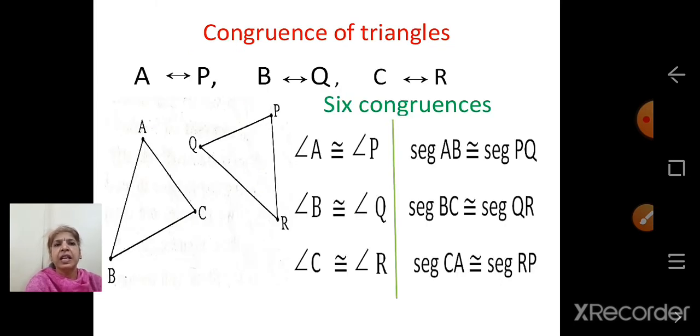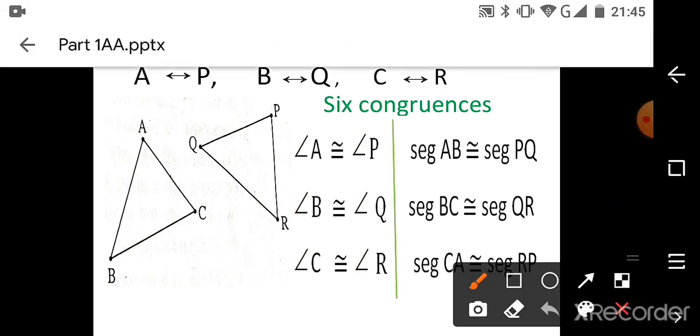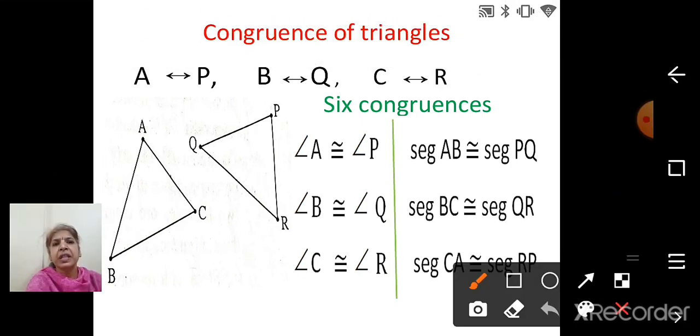So A is corresponding with P. Vertex A corresponding with P. So you can say we have to place vertex A with P and vertex B with Q and vertex C with R. And the symbol of correspondence is like this. And when we write the correspondence, we have to just use the letters, that is vertices.